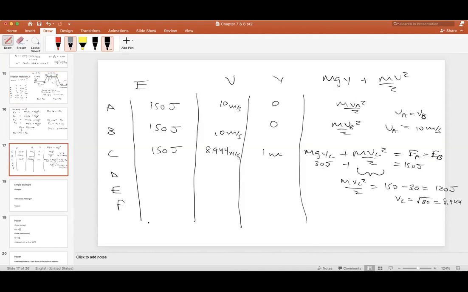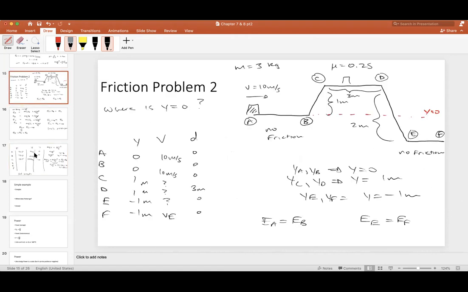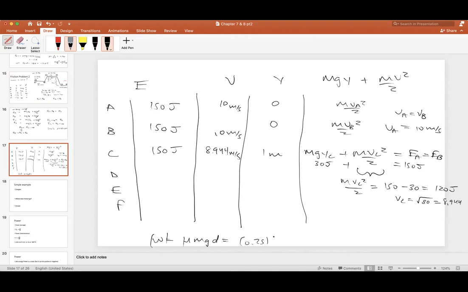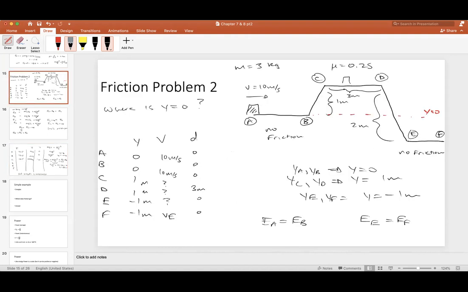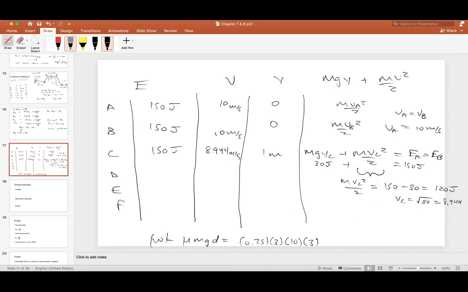So the work of friction is mu mg times D. And this is 0.25, 3, I'm going to say 10, and this was 3 meters. The distance from C to D in the region of friction was 3 meters. So this is 9 times 10 is 90, times a fourth. So what's a fourth of 90? 22.5 joules. So the work done by friction will be 22.5 joules.